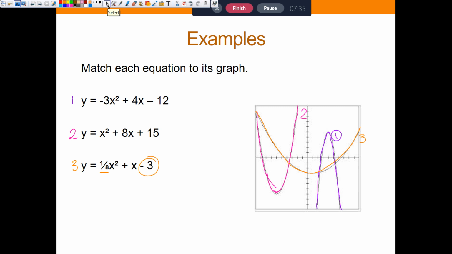You will have 3 questions on your test that are on the Intro to Quadratics notes.